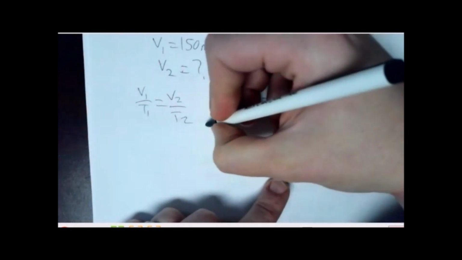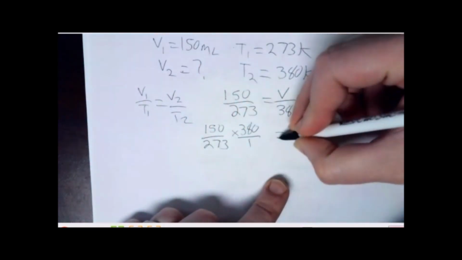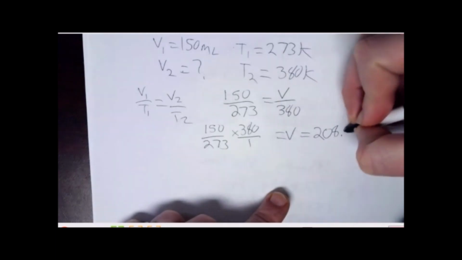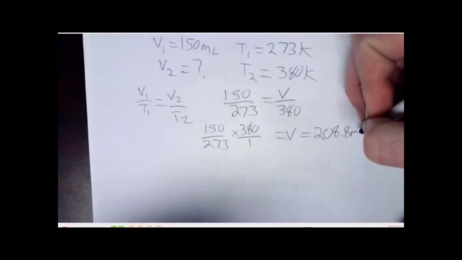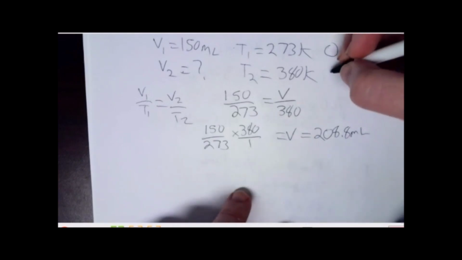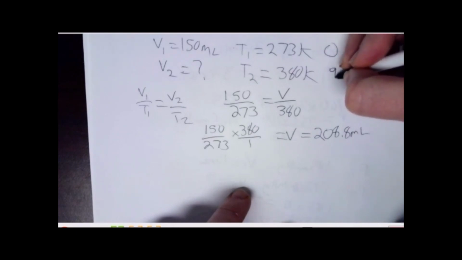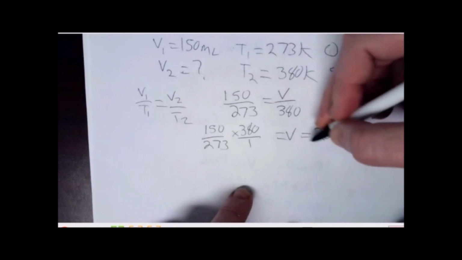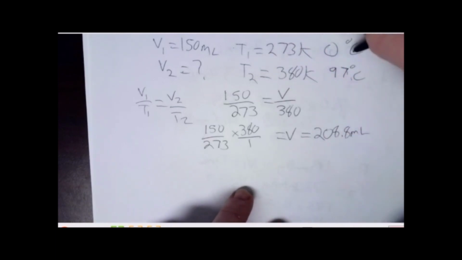Rewriting our expression, 150 over 273 times 380 equals volume. The volume has increased to 208.8 milliliters, or essentially 209 milliliters. If you did this in Celsius, this would be 0, and this would be, I'd like to say, 97 degrees. It seems a really big change in Celsius, but it's only about a 97-degree change. So it's like a 30% increase as opposed to a crazy big increase in Celsius.